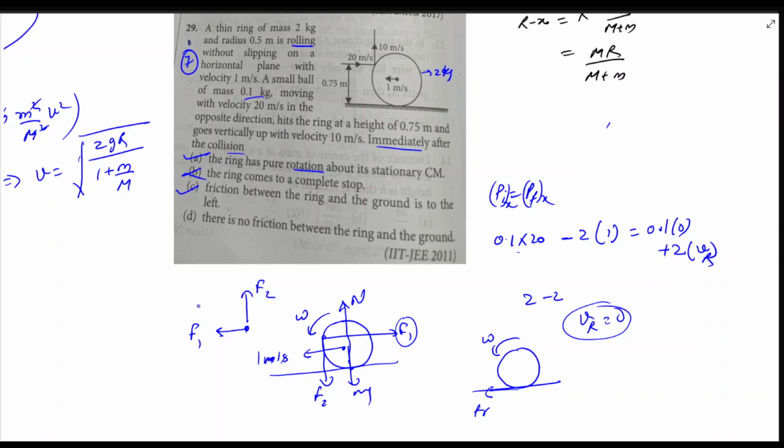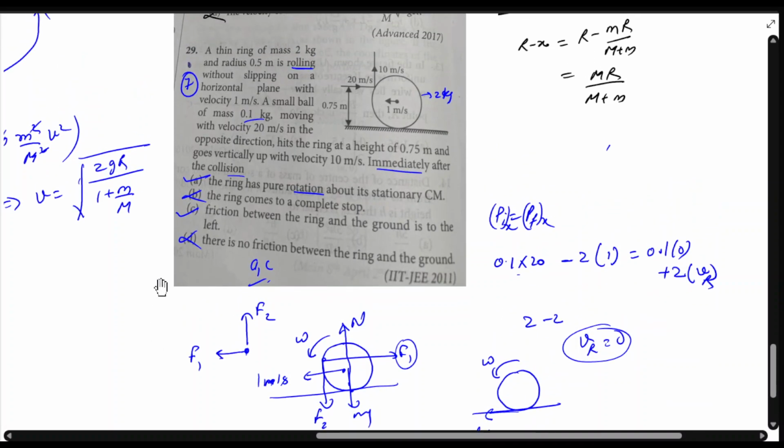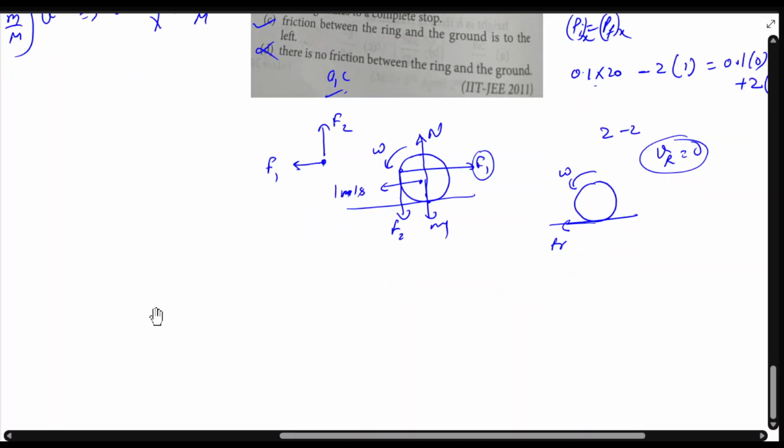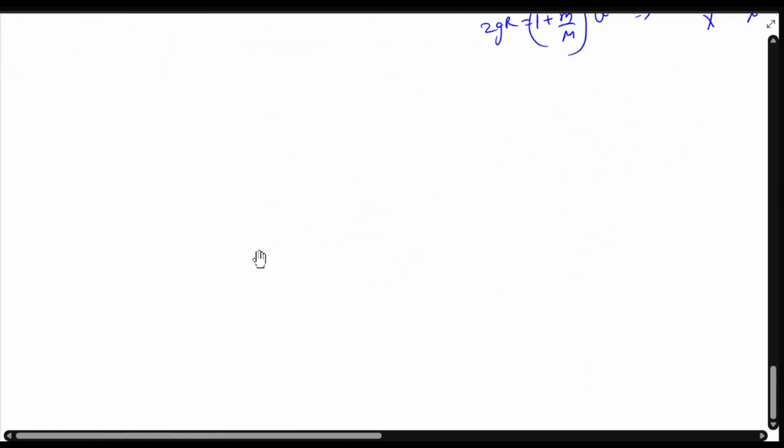Okay. Next, let's check this point. There is no friction between ring and ground. So this is wrong. Friction will be active. So A and C are correct. So this question is quite nice to understand your concepts, right? Look, we are solving a lot of questions with the conservation of momentum, right? So actually we are studying conservation of momentum, but for rigid bodies.